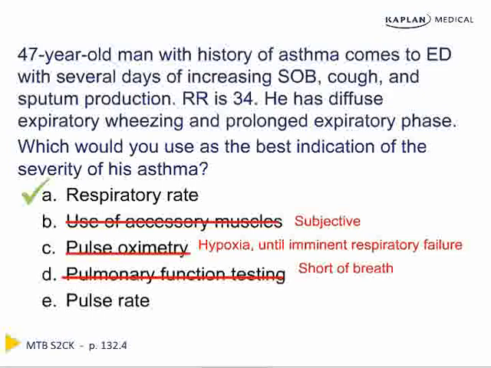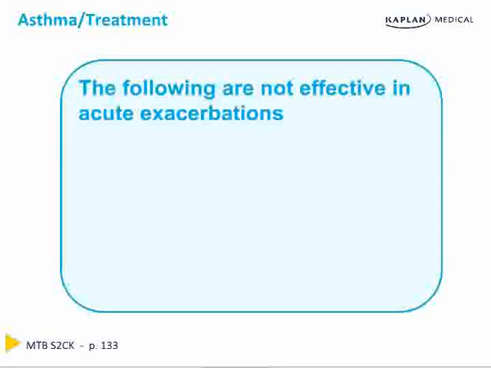Pulmonary function testing is not going to be useful when a patient's acutely short of breath. In fact, the patient won't even be able to cooperate with the necessary tests. Lastly, pulse rate does not add much in the situation of impending respiratory failure. It is worth noting that there are a number of medications which are not effective in acute exacerbations. Sometimes, step 2 will test you on these, so it is worth remembering.